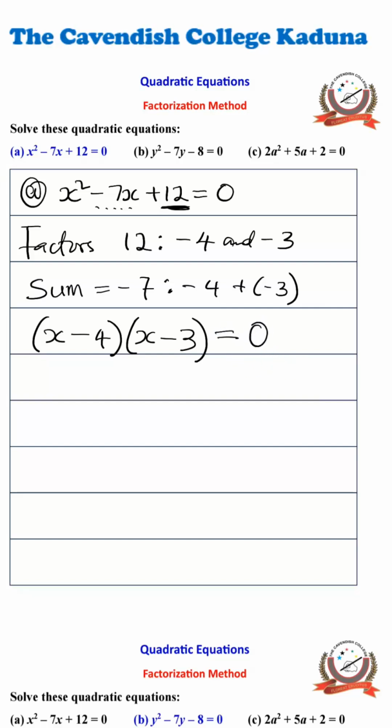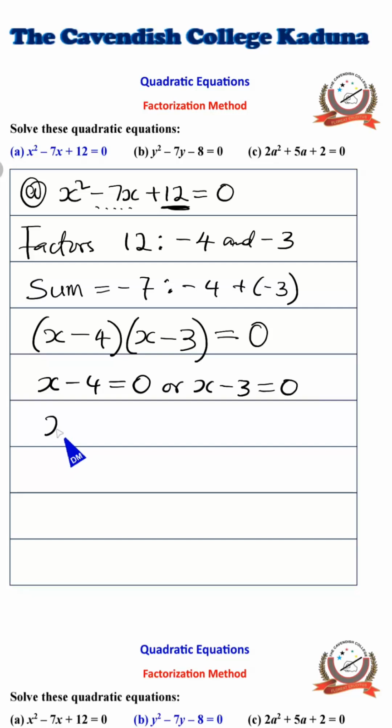If the product of two numbers is equal to 0, it means either of the numbers is 0. So we have x minus 4 is equal to 0, or x minus 3 is equal to 0. Taking the minus 4 to the right hand side, x is equal to 4, or taking the minus 3 to the right hand side, x is equal to 3. And that's all for part A of the problem.